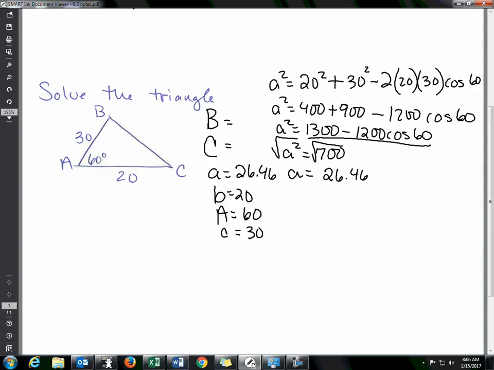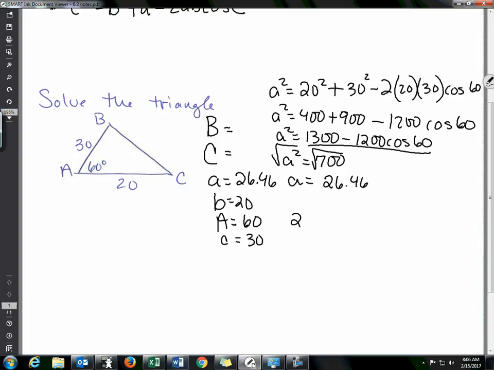So I'm going to use that middle formula. b squared, so that's 20 squared, equals a squared, which is 26.46 squared, plus c squared, which is 30 squared, minus 2 times a, 26.46, times c, which is 30, cosine of B. So that's 400 equals 26.46 squared.